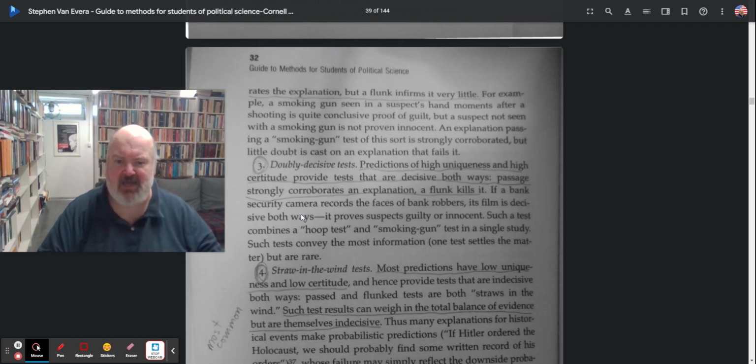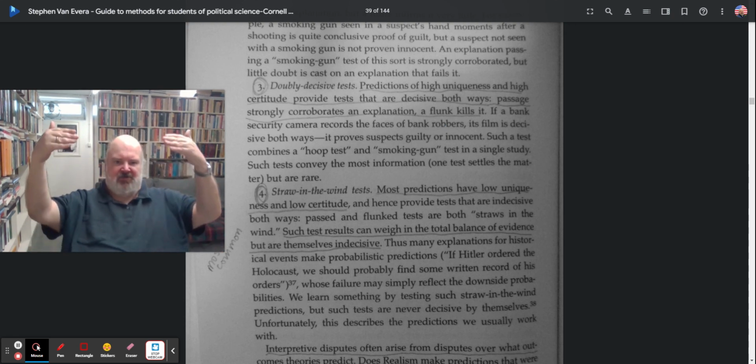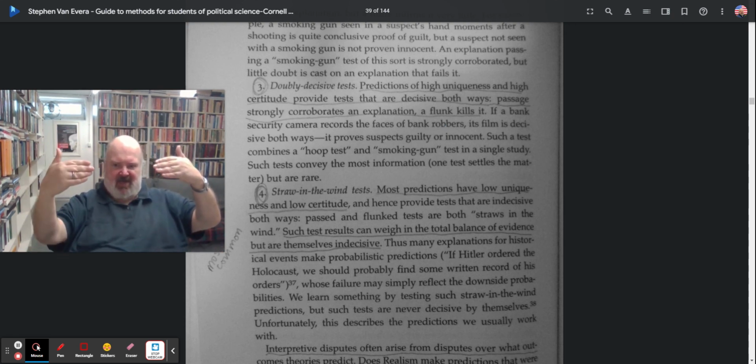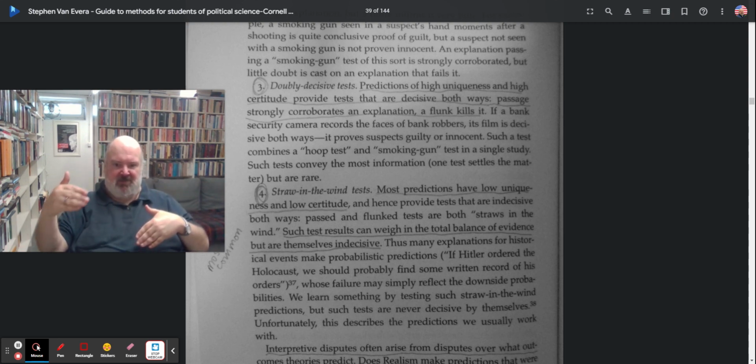Now, double decisive tests, predictions of high uniqueness and high certitude, provide tests that are decisive both ways. Passage strongly corroborates an explanation, and a flunk kills it. So double decisive means very high uniqueness and high certitude. If I pass the test, it validates. If I fail it, the theory is killed. A passage strongly corroborates.